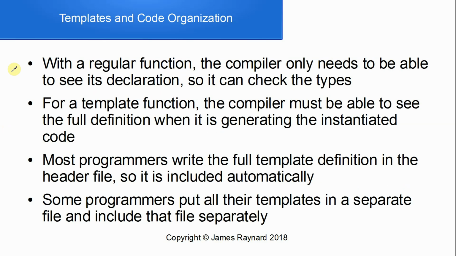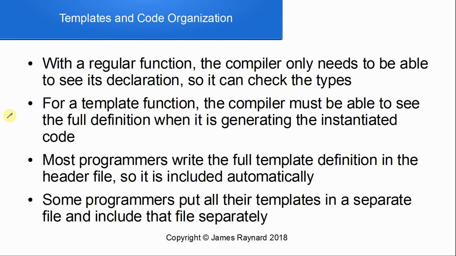Because we're operating on an extra level of abstraction, if you like, we're having the compiler write code for us. This means that template functions require us to organise our code slightly differently from regular functions. So if we remind ourselves of what happens when we call a regular function, the compiler will check this function call against the prototype for the function. It'll make sure that we're using the right types. So the compiler only needs to be able to see the declaration of the function, which will give it the function signature. That'll give it the number of arguments, the types of the arguments, whether the function is const or non-const, and so on.